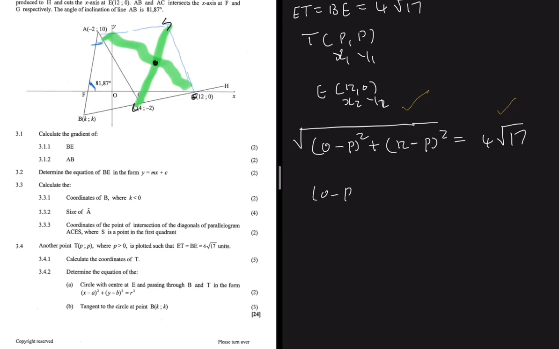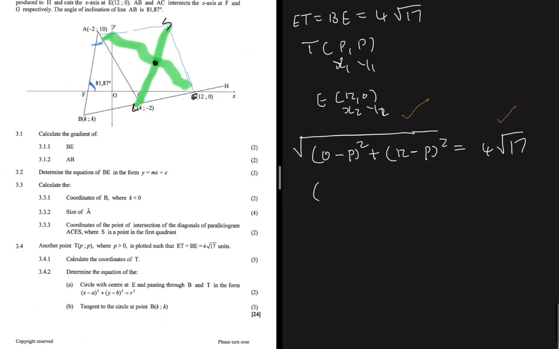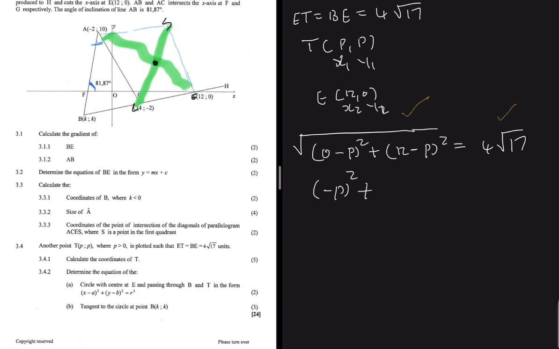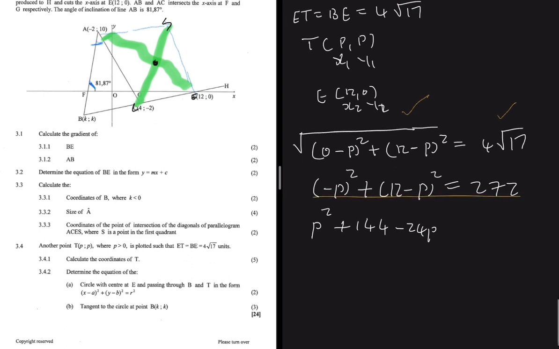We're going to get minus p squared plus 12 minus p squared equals to 4 multiplied by square root of 17, everything squared, which is 272. So minus p squared will be p squared, and then if we solve that, we get 12 multiplied by 12 is 144, and then 12 multiplied by minus p is minus 12p, multiplied by 2 is minus 24p, and then minus p multiplied by minus p, that's plus p squared, which is equals to 272.